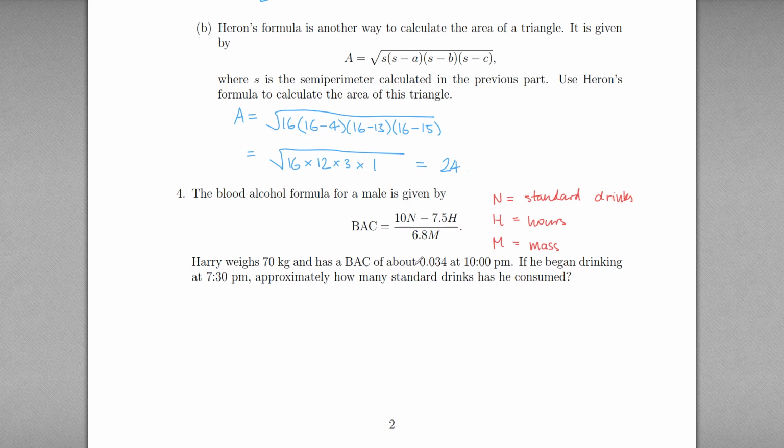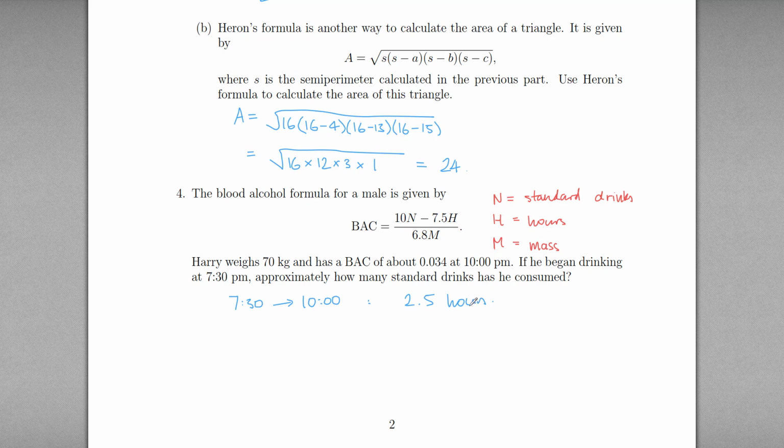Alright, so what are we told? We're told he weighs 70 kilos, that's our mass. Blood alcohol is 0.034 at 10 p.m., and he began drinking at 7:30. So first we've got to work out how many hours that is. So from 7:30 through to 10, that's a total of 2.5 hours, which means that 2.5 will be our H.